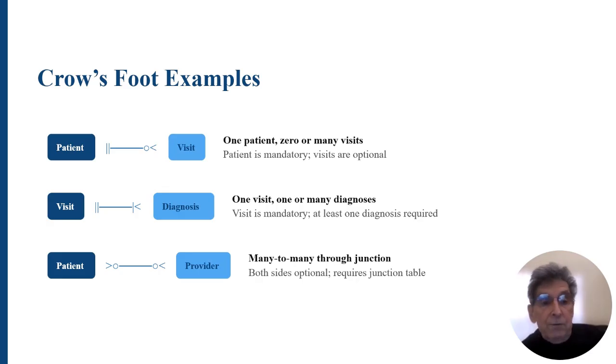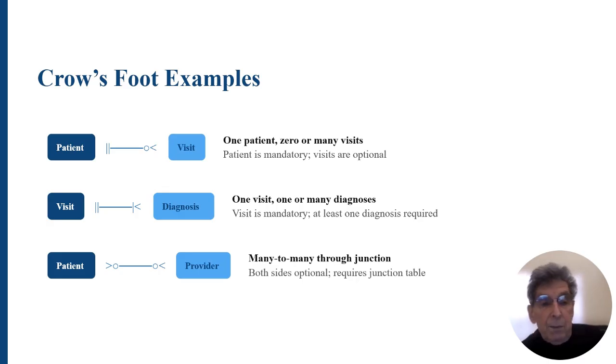Let's look secondly at the visit to diagnosis example. You have the double vertical bar, you have the line, then instead of having the 0 and the less than sign, you have a 1. So this means that it's mandatory. Other than that, it's the same as the other.